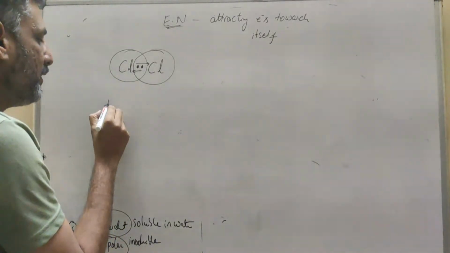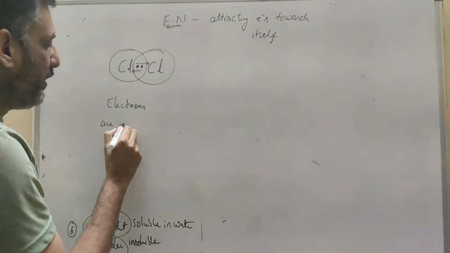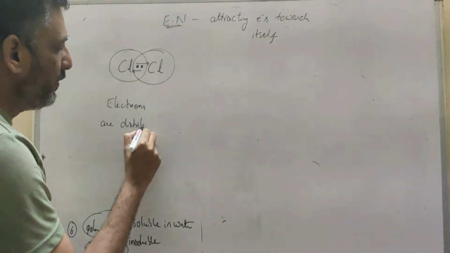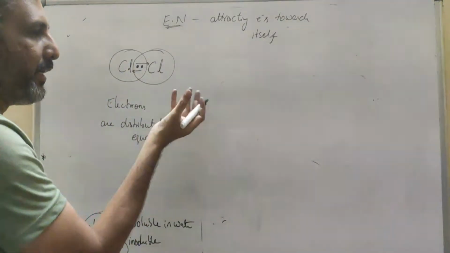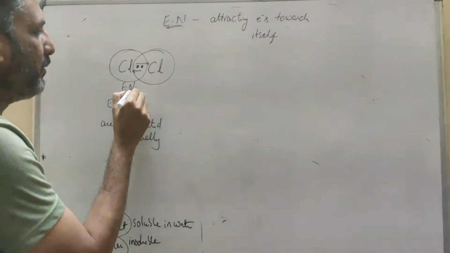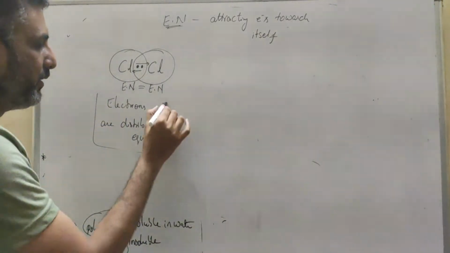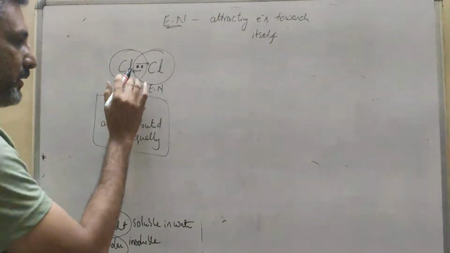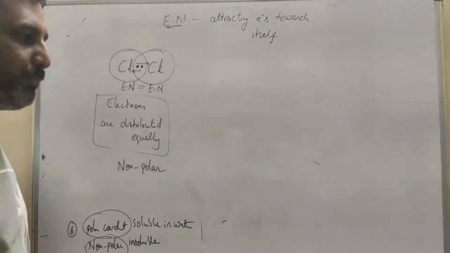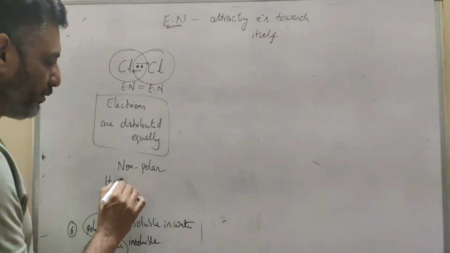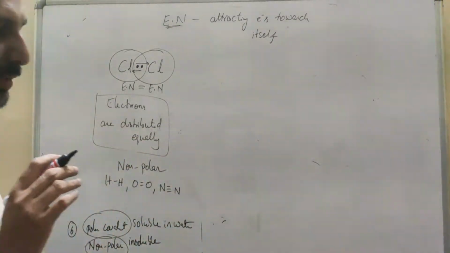So the electrons are distributed equally. Why? Because both are identical atoms. The electronegativity of this chlorine atom is equal to the electronegativity of this chlorine atom. So electrons are distributed equally. So this is called non-polar. Similarly, you have hydrogen H2, oxygen O2 with a double bond, nitrogen N2 with a triple bond. So these are non-polar.